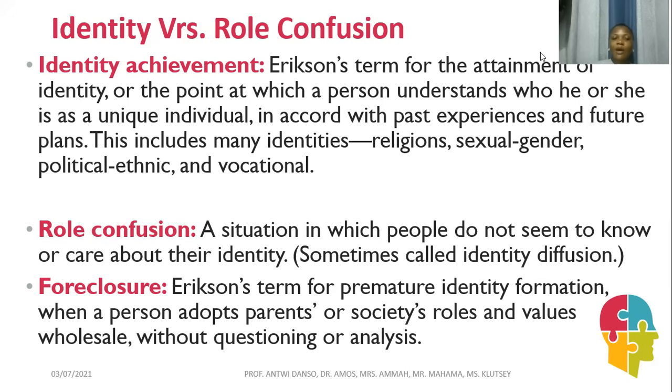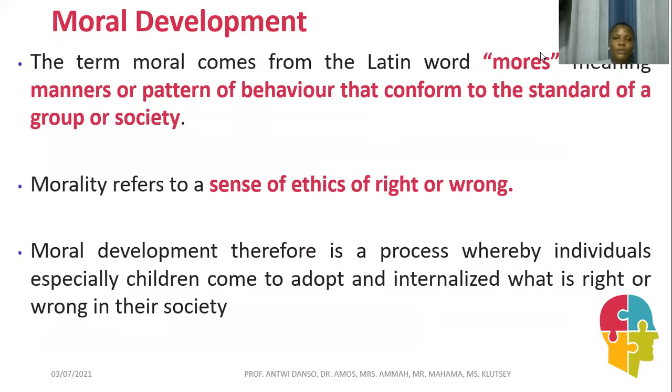Then we also have foreclosure, where Erickson says that sometimes people form their identity prematurely. So they don't question themselves. They don't take time to look for things deep within themselves that they know they can do or they can identify with. But they just adopt the identity of their parents or what society expects of them. And without questioning it, without analyzing it, they just accept it like that for themselves, which Erickson thinks is too early. And that is what we refer to as foreclosure.